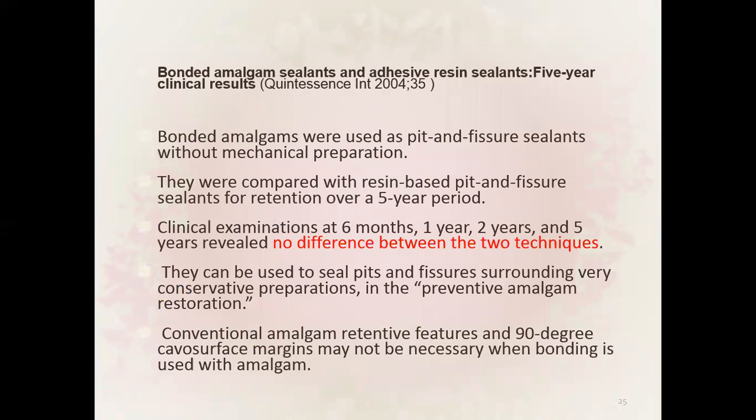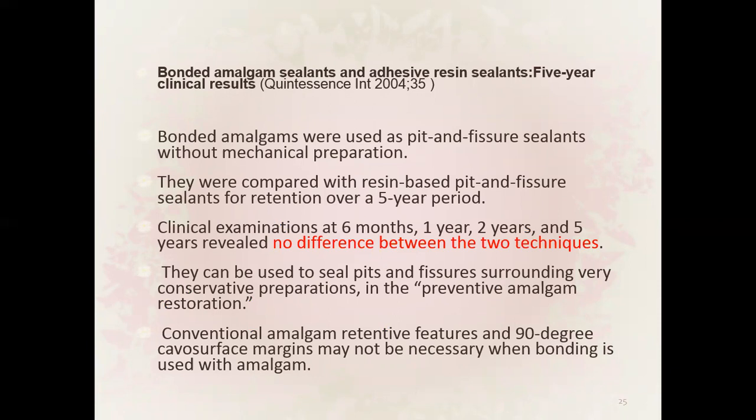Bonded amalgam sealants and adhesive resin sealants, 5-year clinical results. So this is also one of the articles. Bonded amalgams were used as pit and fissure sealants without mechanical preparation. They were compared with a resin-based pit and fissure sealant for retention over a 5-year period. Clinical examination at 6 months, 1 year, 2 years, and 5 years revealed no difference between the two techniques.